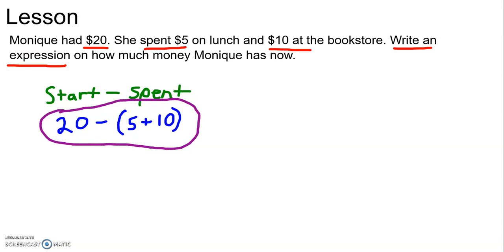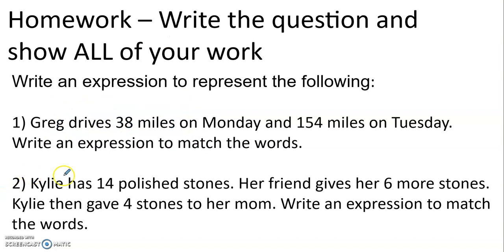I want you to pause this video and copy everything here into your notebooks. Now that we have this down, I want you to try some on your own. So here are 2 problems. I want you to just write an expression, okay? You're just writing an expression. You're not solving, you're just writing an expression.